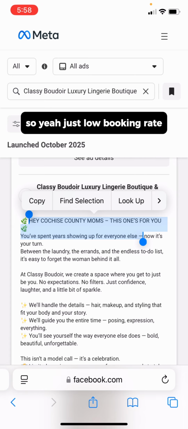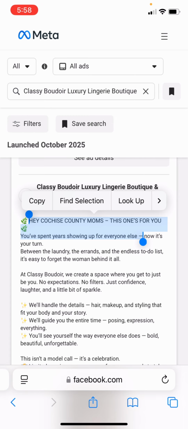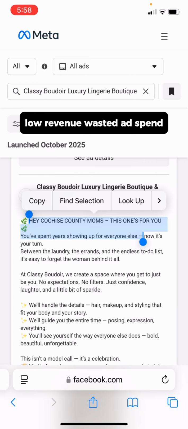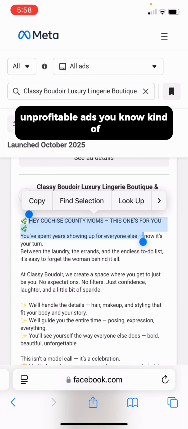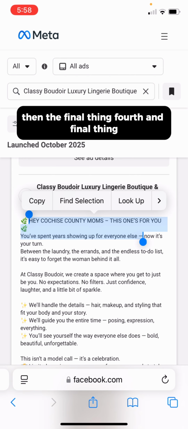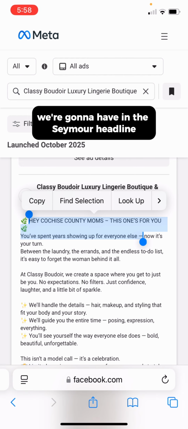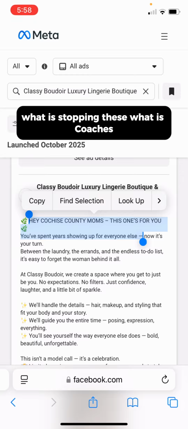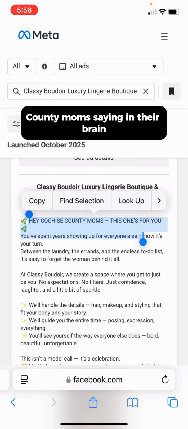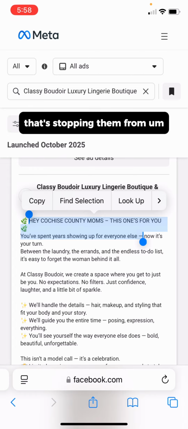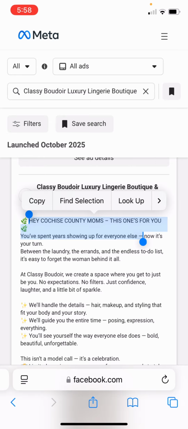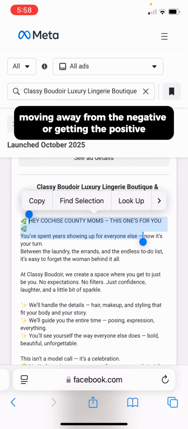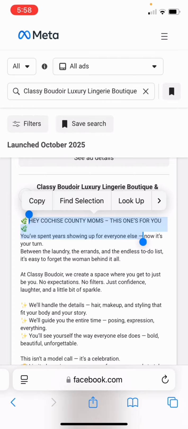So, yeah, just low booking rate, low revenue, wasted ad spend, unprofitable ads, kind of the gamut of symptoms from that. And then the fourth and final thing we want to have in the See More headline is a hesitation or roadblock. What is Cochise County moms saying in their brain that is stopping them from moving away from the negative or getting the positive?